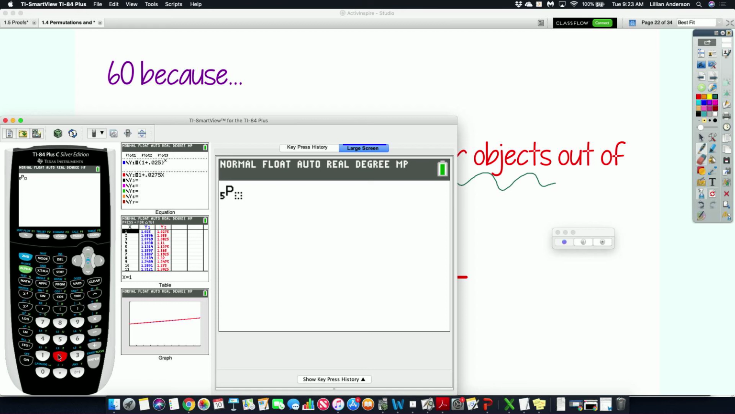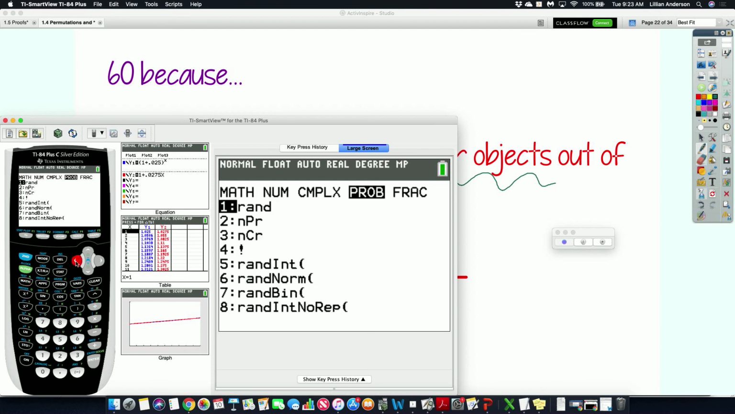What do you think that second box is? R. R was 3. 5 letters, I'm arranging 3 of them. And then I get the 60. So it can be done in your calculator. Remember, math and PROB was exactly where the factorial was located that we talked about last week. So PROB is where we're going to get the majority of the things that we're talking about with factorials, permutations, combinations, et cetera.